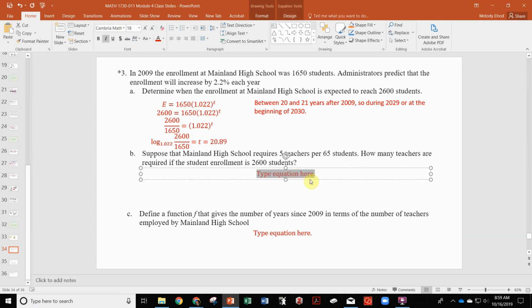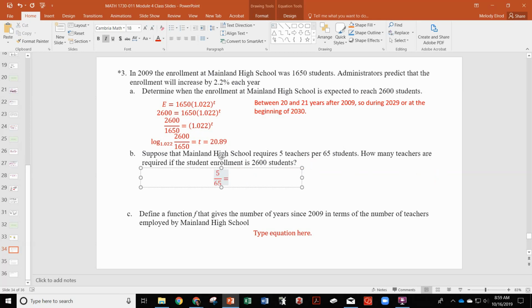All right, so with this guy here, part B says, suppose Mainline High School requires 5 teachers for every 65 students. How many teachers are required if the student enrollment is 2,600 students? Well, that's pretty simple math, right? So we can say if we've got a 5 to 65 ratio of teachers to students, right?